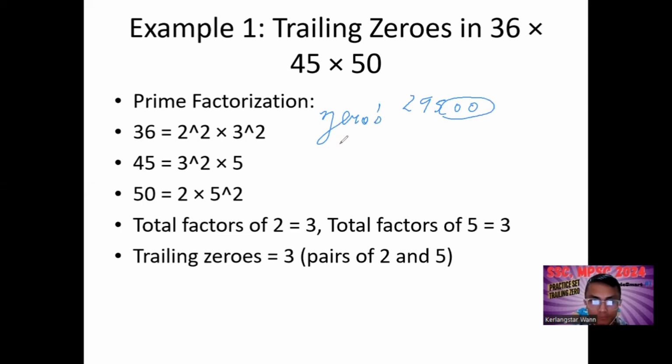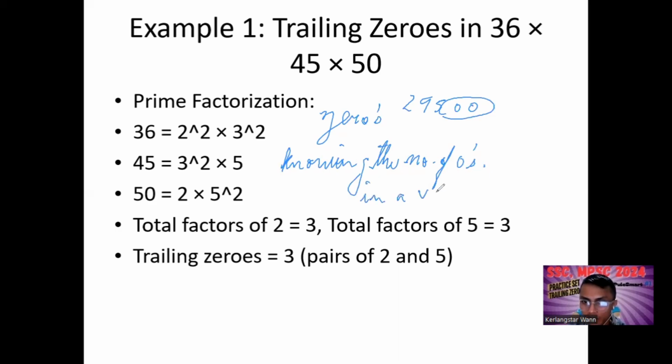In trailing zeros, it's about knowing how many zeros there are in a particular value. It's about knowing the number of zeros in a value.